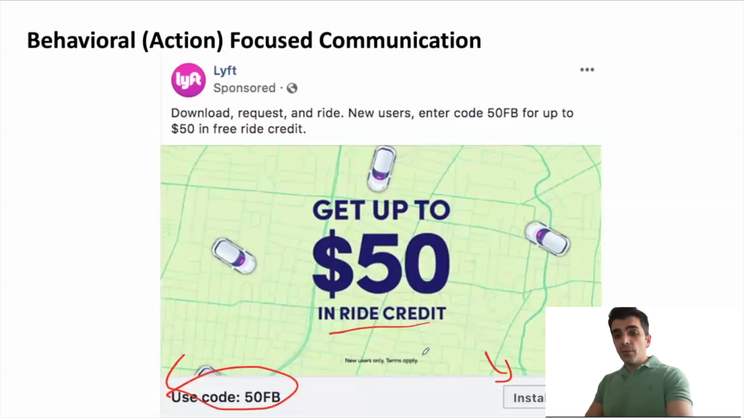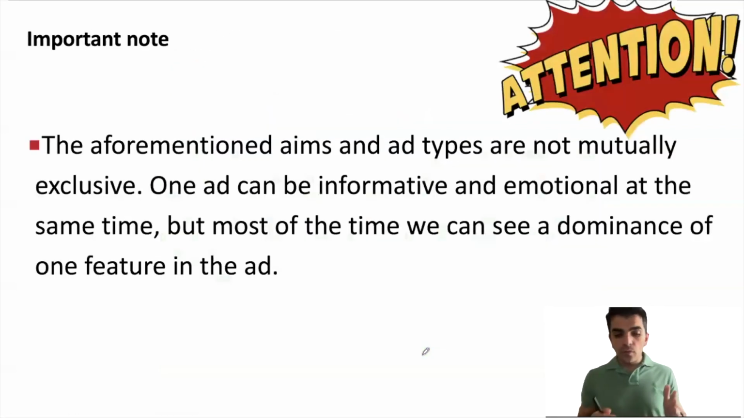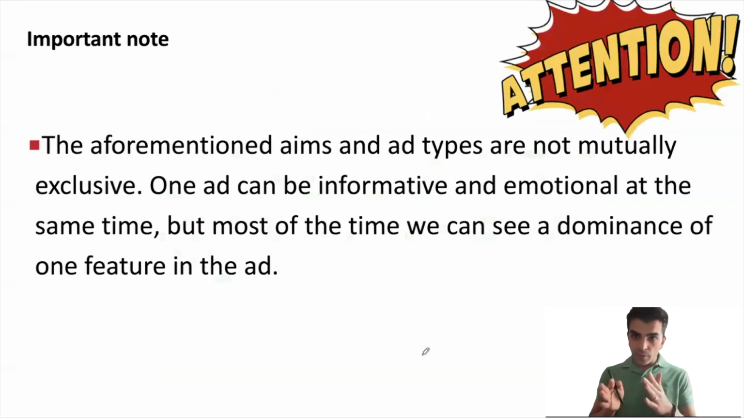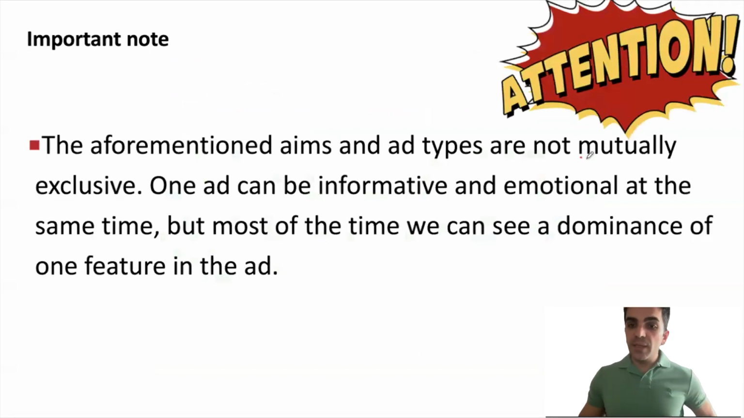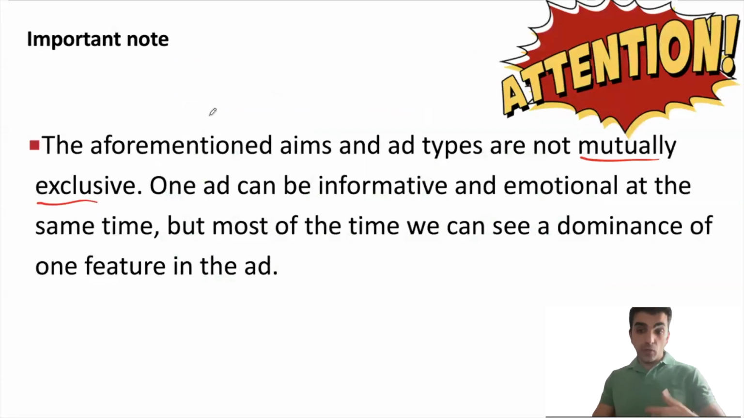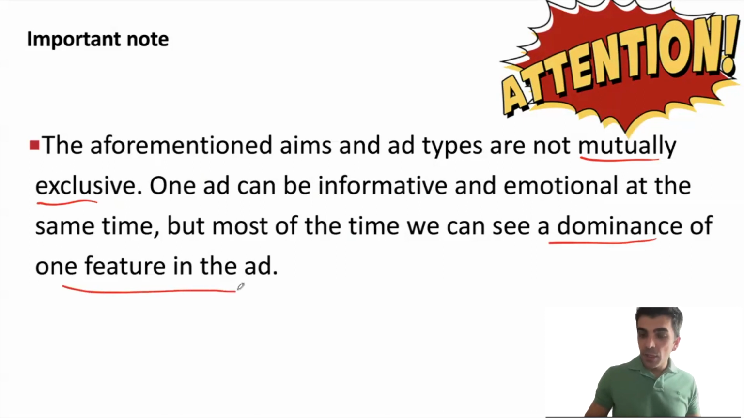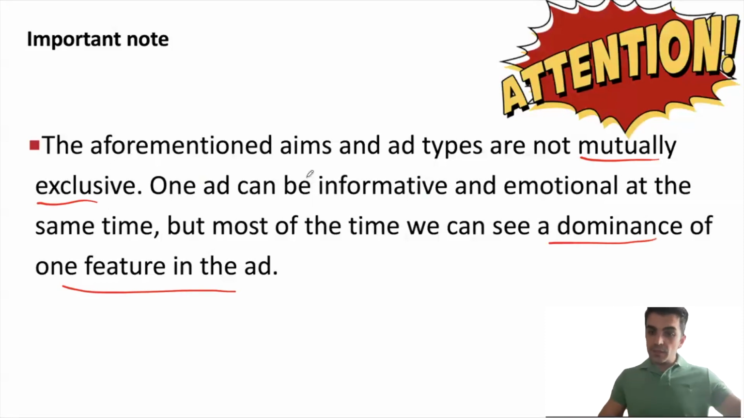So if you'd like to sum all of them up, what we can say, of course, is that the companies are not only having one focus in their advertising, right? So most of the time they have more than one. Those are not mutually exclusive. It doesn't mean that if you have one focus, like imagery focus, you cannot share any price. You can, of course, share some price as well. But generally, we see a dominance of one feature in the ad. Okay, so you might see different focuses, different appeals in the ad, but you can easily say which appeal is the dominant one.